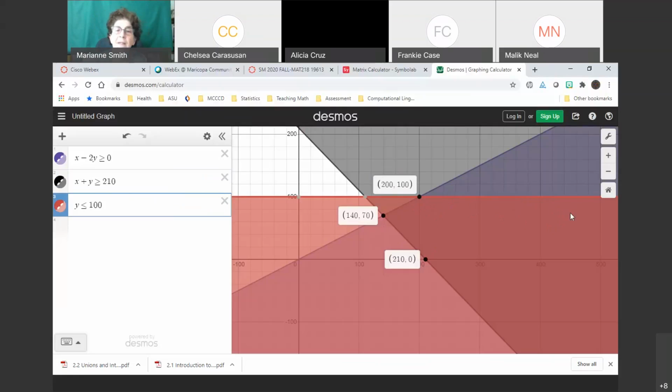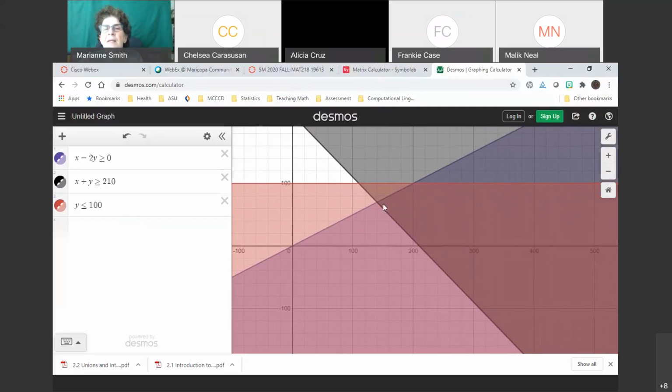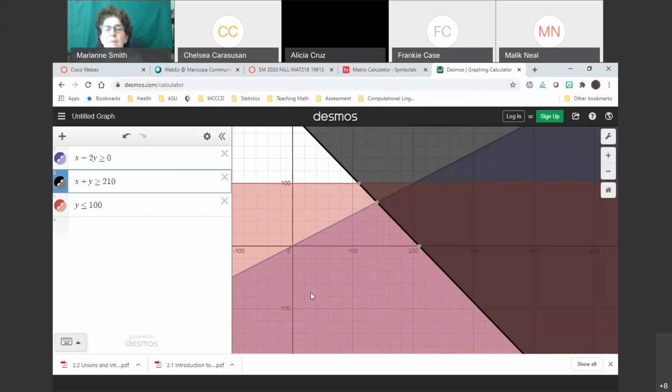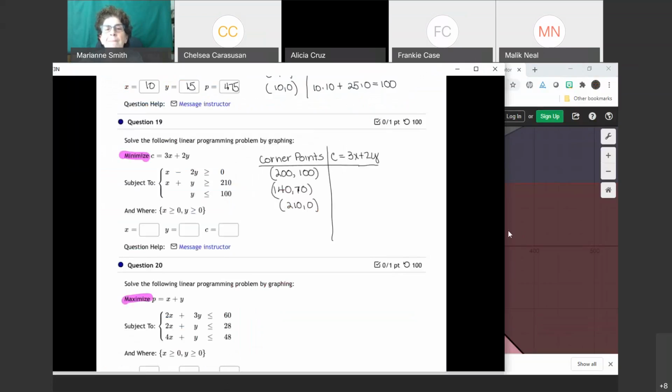I would put them in my table, and then I would evaluate my objective function at each corner. You're usually missing a corner point when you have a minimization problem, because, if you can see, this opens up forever this way. So I'm just going to take these corner points and put them in my table, and then evaluate my objective function at each of the corners.